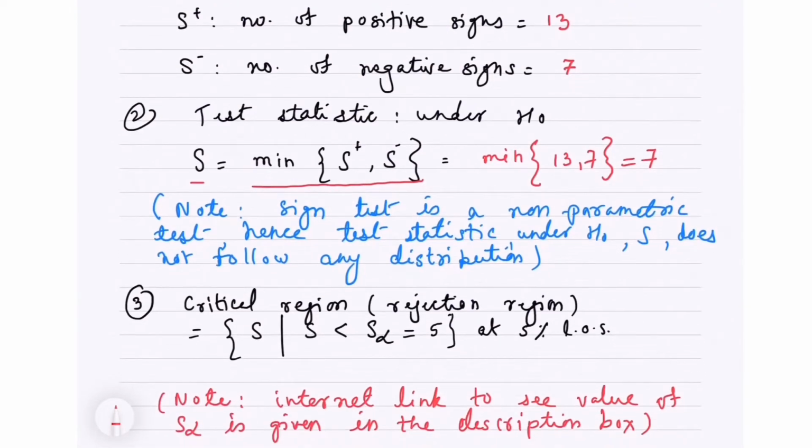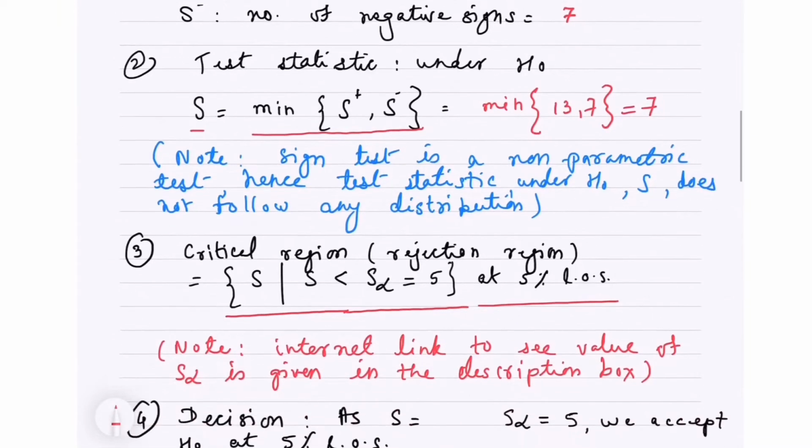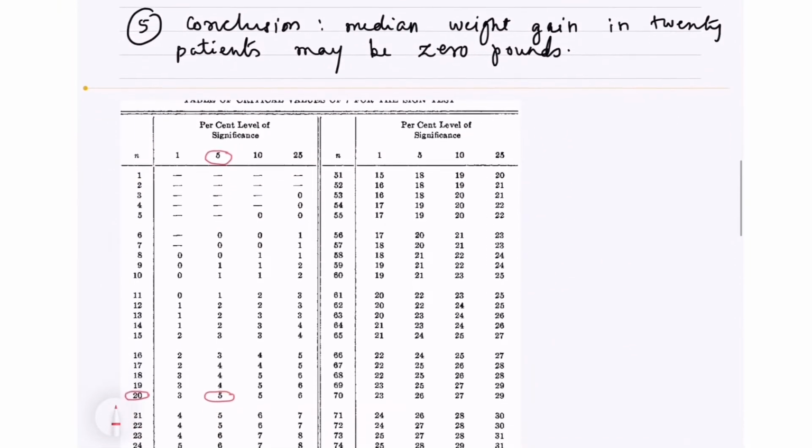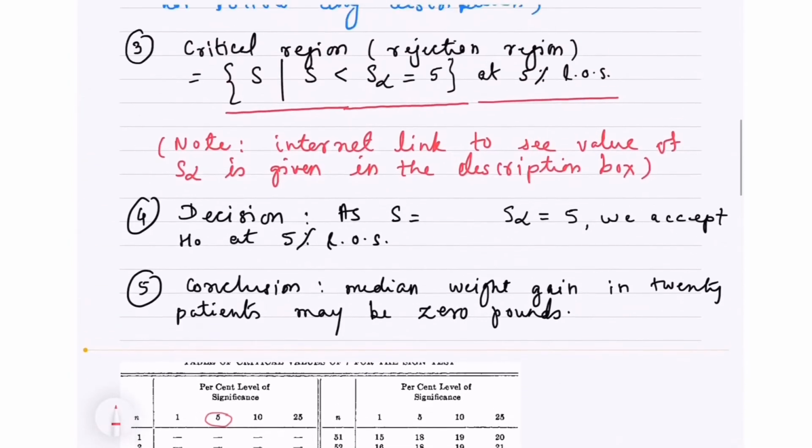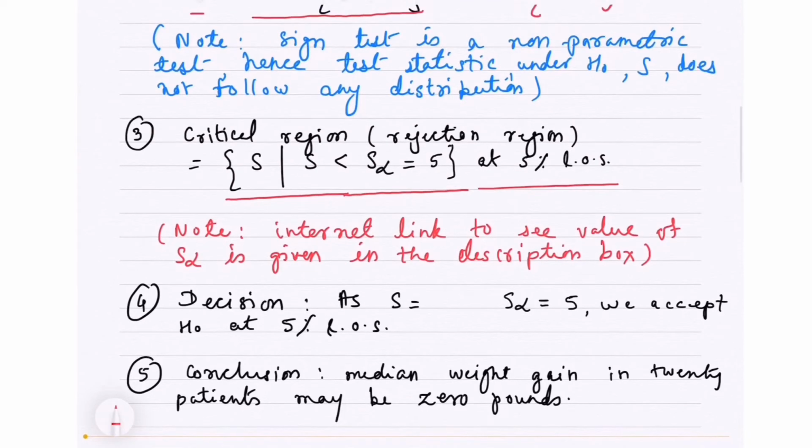Now the next step is to write the critical region or rejection region. Critical region is given by the set of all S such that S is less than S alpha, at 5% LOS. Now let us see how to get this value of S alpha using the table. Here is the table. We can see that for alpha given as 5% and for number of sample points n equal to 20, the corresponding S alpha value is 5. Many tables call this S alpha as small r. So that is okay. Hence we get S alpha as 5.